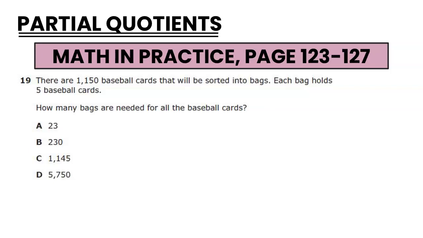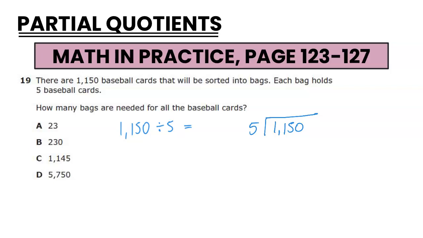Now, we want to figure out what 1,150 divided by 5 really is. We're going to set this up as a division, putting our divisor on the outside and our dividend on the inside. What we're going to do is start thinking about what number of bags we could use in order to get all 1,150 cards into bags.